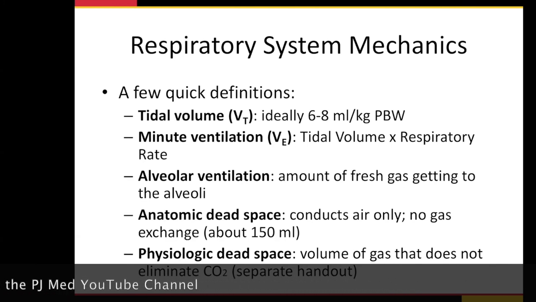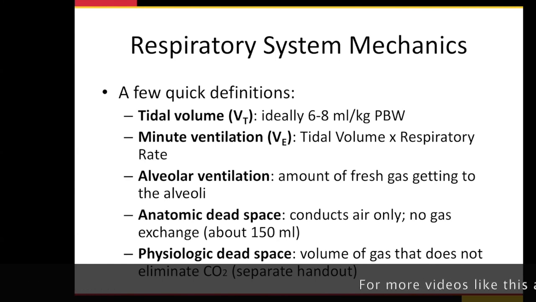Normally, young patients do not have much physiologic dead space. It's a tremendous reserve in the lungs, but when you get disease, that's what happens. And I'll show you some pictures of that in a minute.